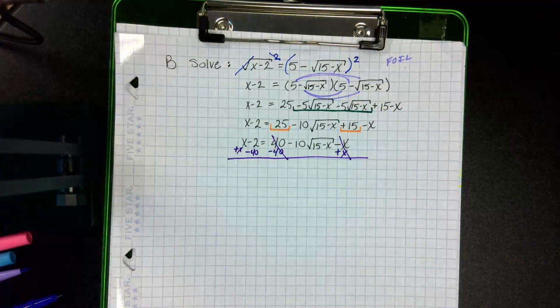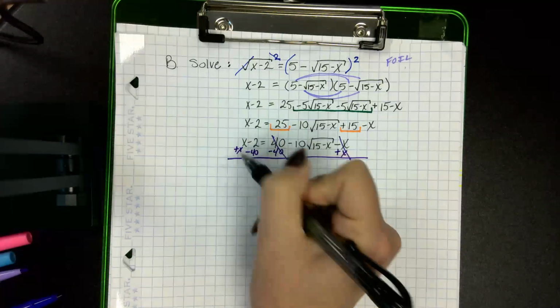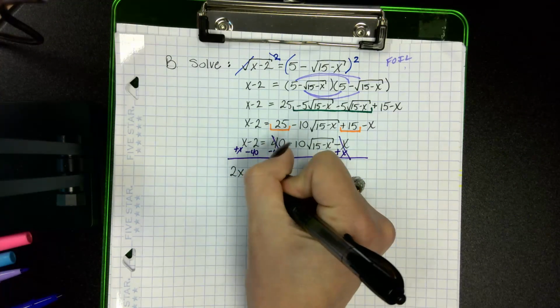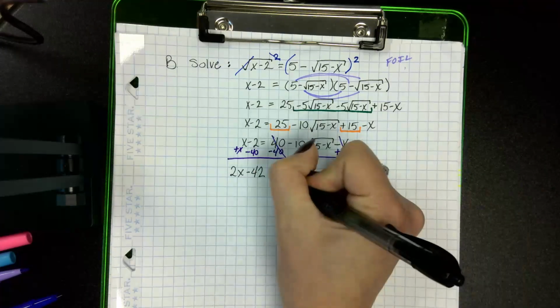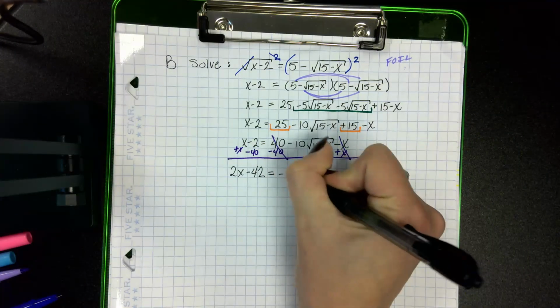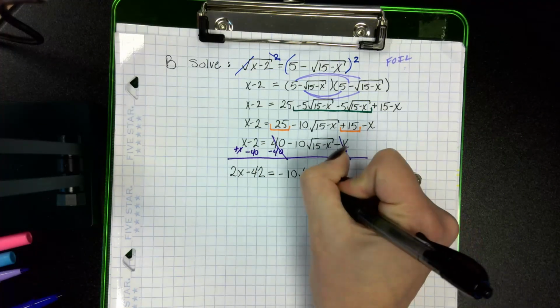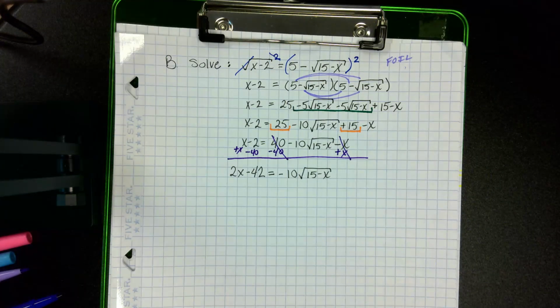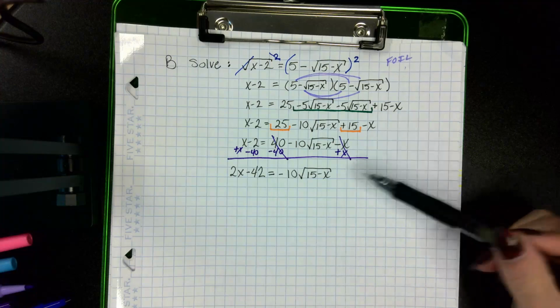So the right side, the 40 and the x canceled. And on the left side, I have x plus x is 2x. Negative 2 minus 40 is negative 42. And it equals negative 10 square root 15 minus x. All right, so now I've isolated the radical.